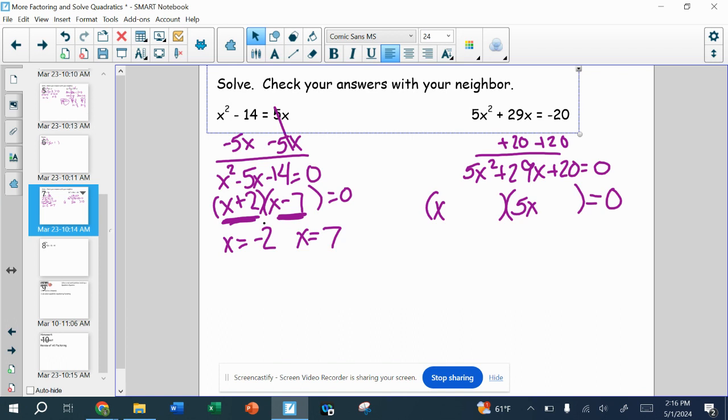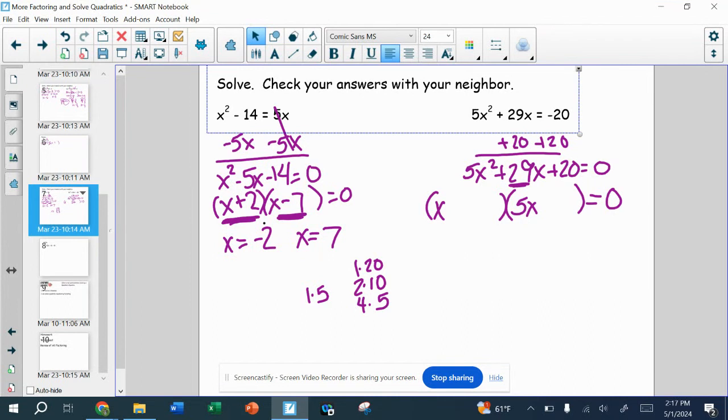Now the 20, I know I've got some options. It can be 1 times 20, it could be 2 times 10, or it could be 4 times 5. I need to know which combination of those works with my 1 and 5 to make the 29 that I need as that middle term, that linear term. So take a second, maybe pause the video if you want to, and see which combination would work to give me 29.